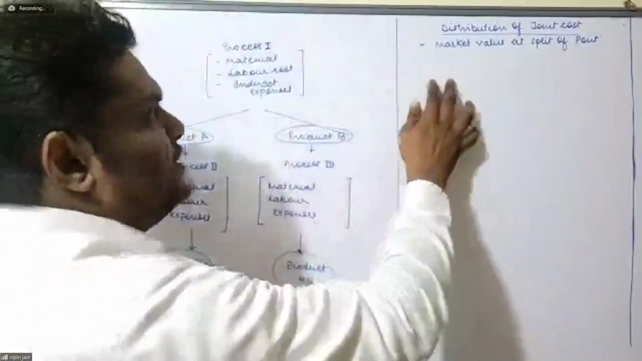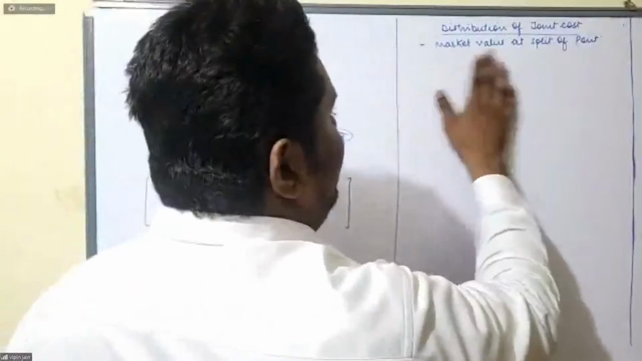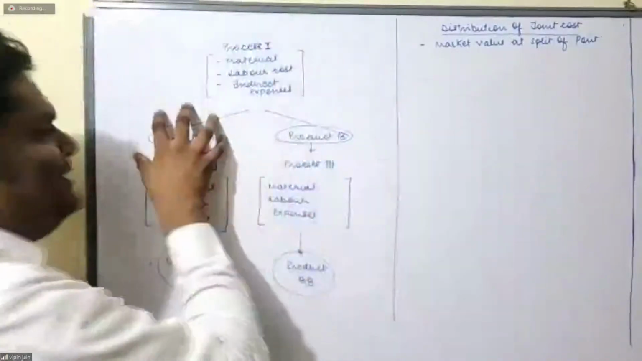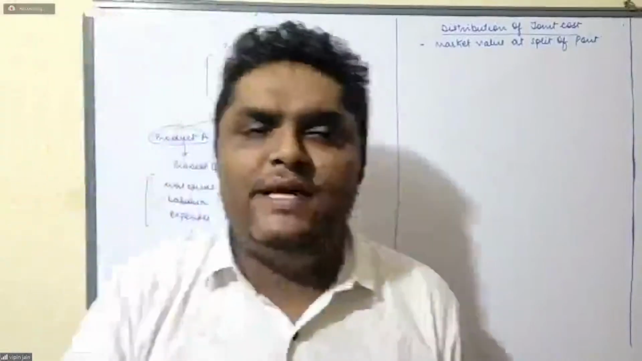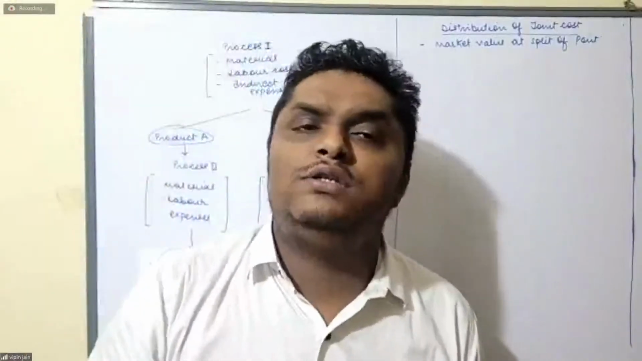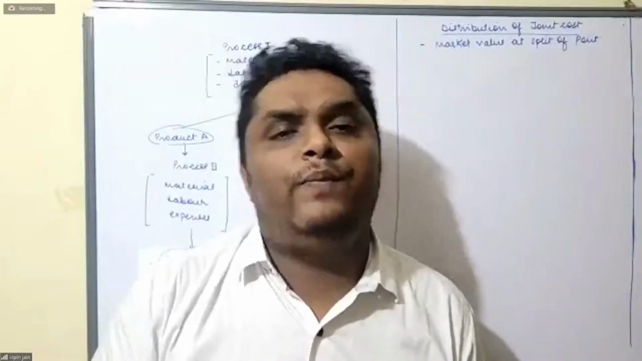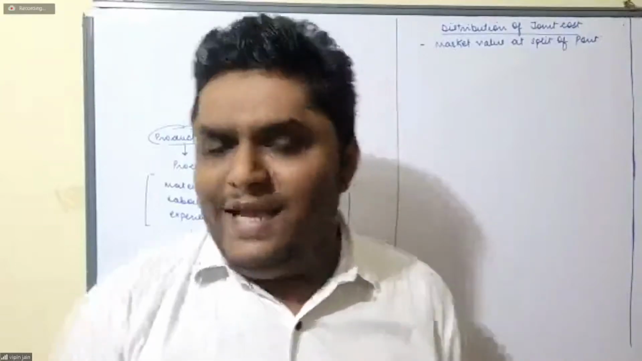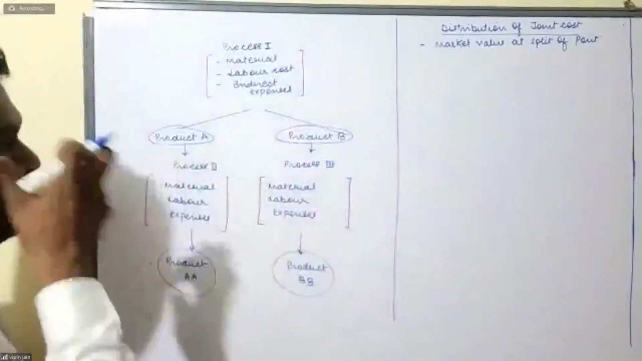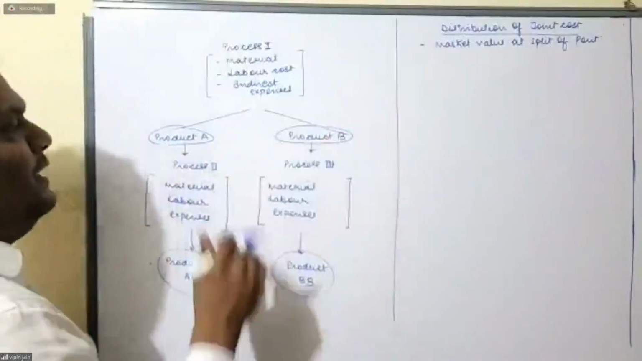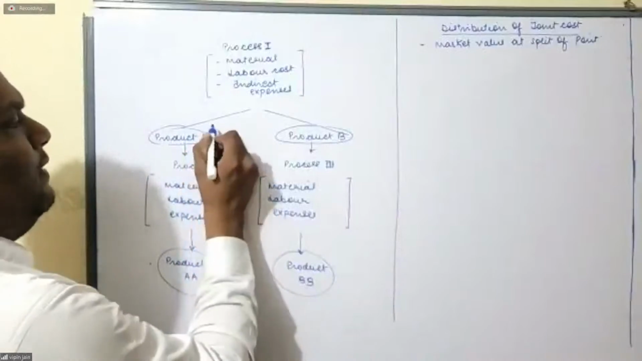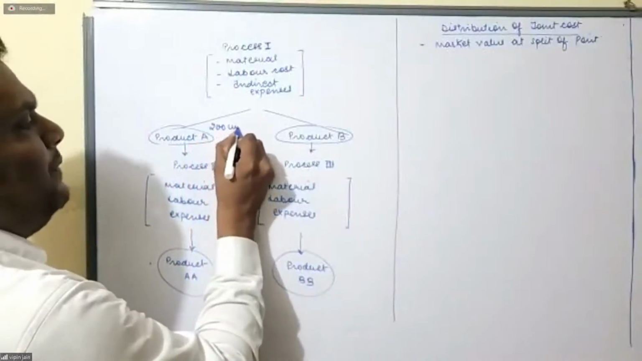So the best approach is what? If the market value at split off point of product A and product B is available, then the best way is what? Distribute the joint cost in the ratio of market value of product A and B. Let's say from process first we are getting two products. Let's say product A and B. Let's say 200 units were manufactured.